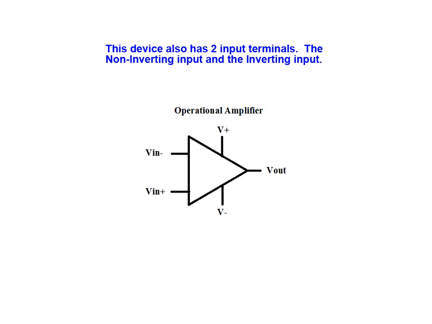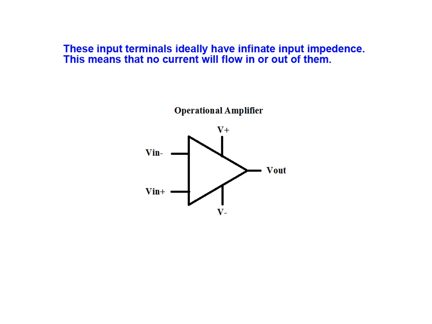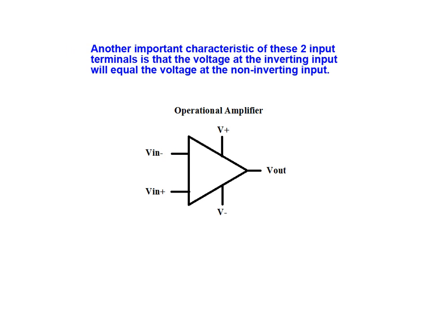This device also has 2 input terminals, the non-inverting input and the inverting input. These input terminals ideally have infinite input impedance. This would mean that no current will flow in or out of them. Another important characteristic of these 2 input terminals is that the voltage at the inverting input will be equal to the voltage at the non-inverting input. This will be true of all feedback type applications.